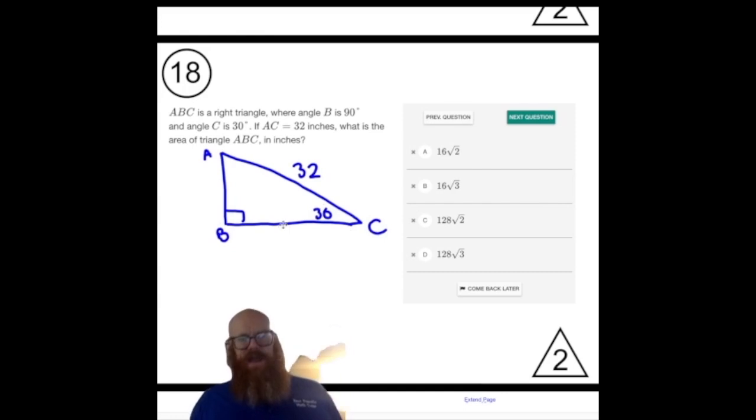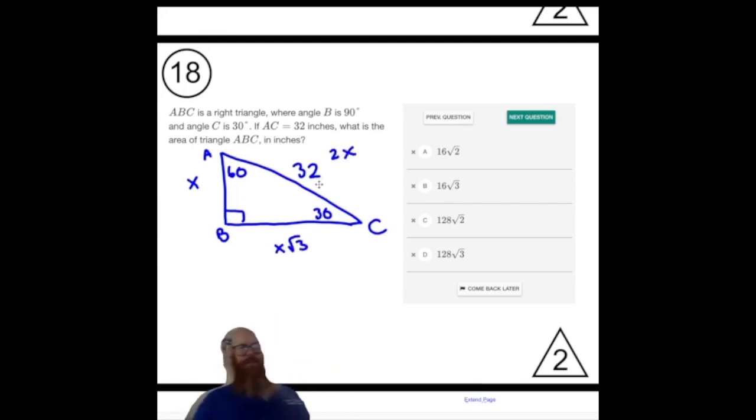And then I know that this is obviously 60. And then if I look at the reference sheet, the ratios tell me that it is X, X root 3, and 2X. So then I look at the one that they give me. So 32 has to be 2x, which means x is 16. So this is 16 root 3.